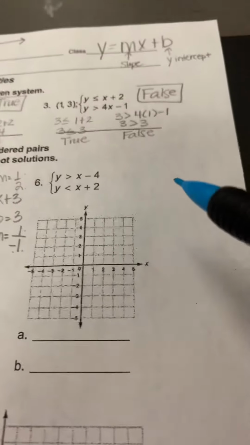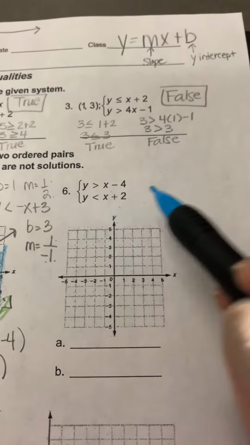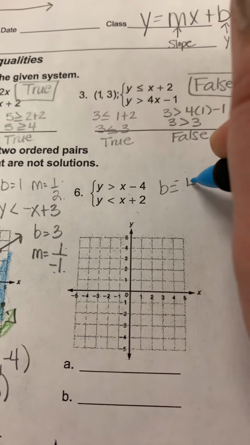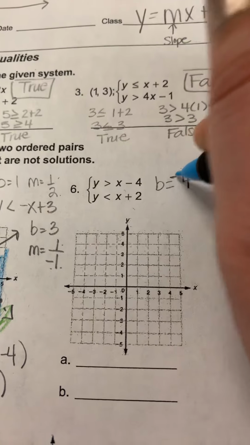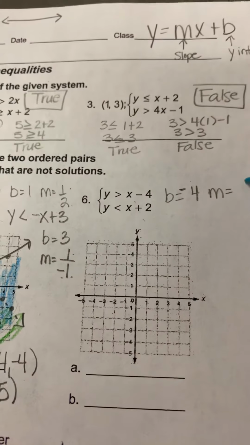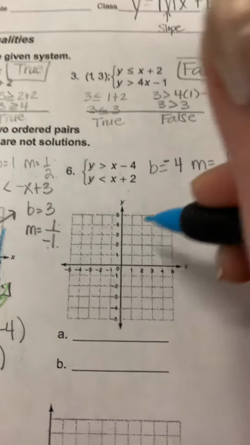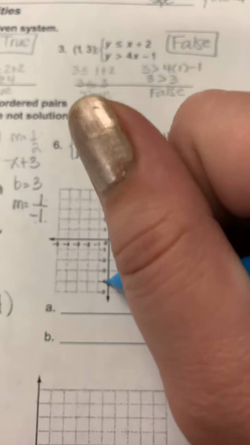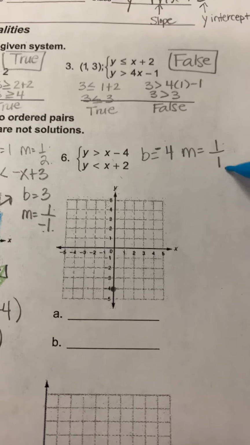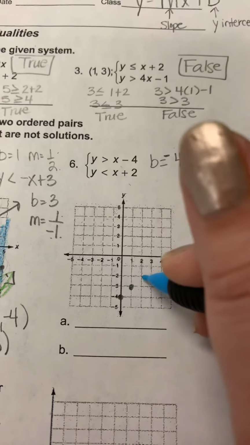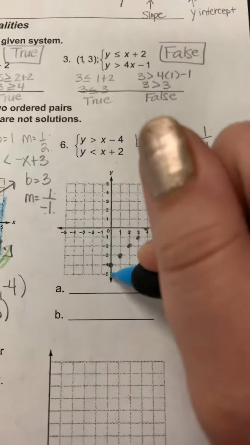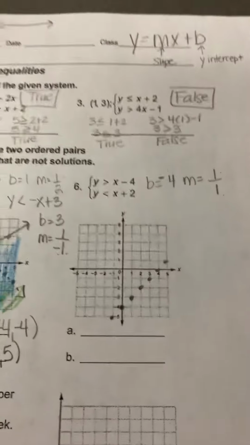Okay, then the last one here, number 6. These are both already solved for y, so we can just identify our b of negative 4. And our m, a 1 in front of there, so 1 over 1. So let's graph that, b down here at negative 4. And then we're going to rise 1, run 1 to the right. And just continue doing that till you run out of space. And down 1, 1 to the left.